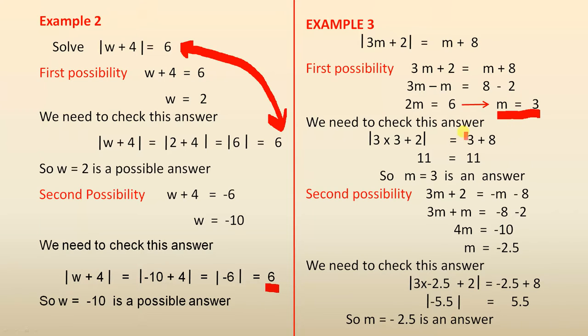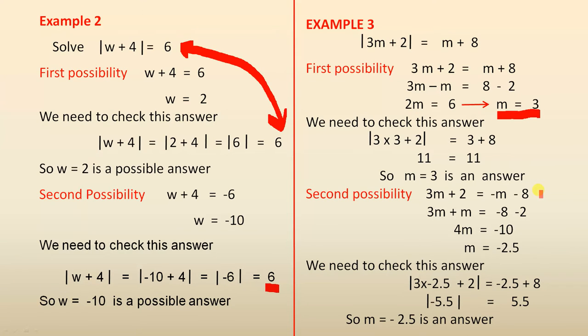So let's have a look. We need to check this answer. So we substitute 3 into the first equation and see what happens. The absolute value of 3 times 3 plus 2 equals 3 plus 8. The absolute value, so that bit is 11. 3 3s are 9 plus 2 is 11. So the absolute value of 11 is 11. 3 plus 8 is 11. So because 11 equals 11, the left-hand side equals the right-hand side. So m equals 3 is an answer. So that's a possible answer.